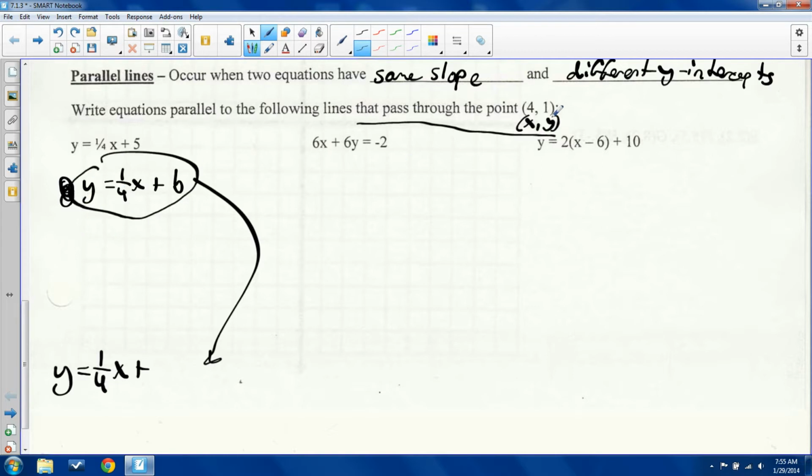Okay, so let's plug in 1 for y and 4 for x, because this is a solution to this line, apparently. We just don't know what the line is yet. So y equals 1/4 times 4 plus b. 1/4 times 4, the 4's cancel, you get 1.